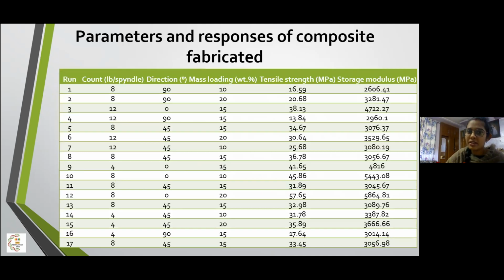So here are the parameters and responses of the composite material that we have fabricated. According to the Box-Behnken design, a total of 17 runs have been done, and the composite fabricated with the 8 pound per spindle yarn at 20 mass loading weight percentage at 0 degree shows the maximum tensile strength and storage modulus.